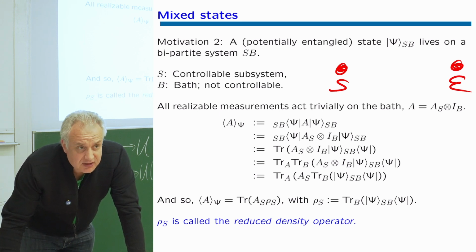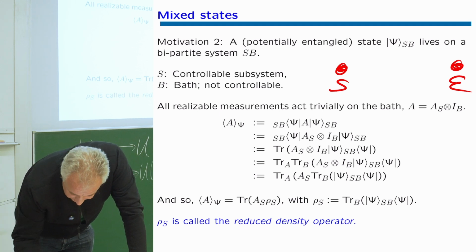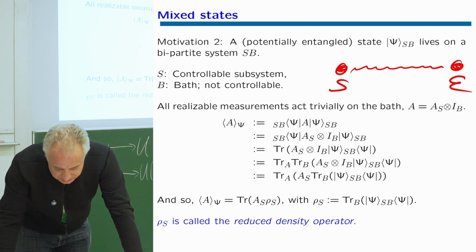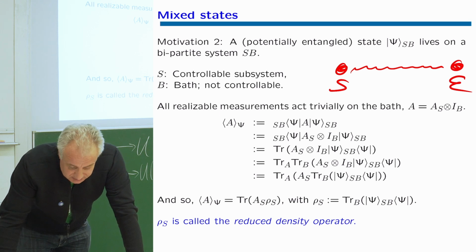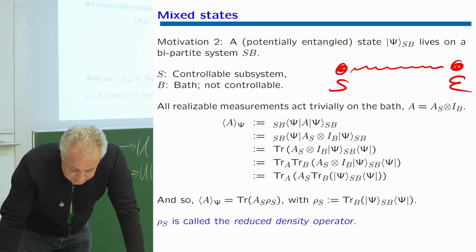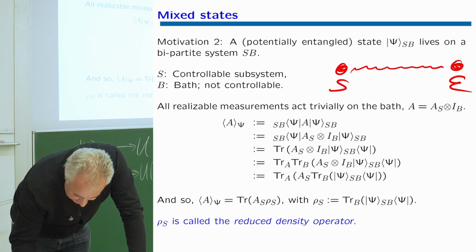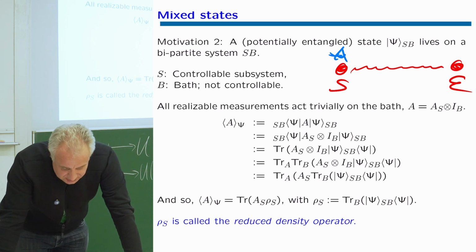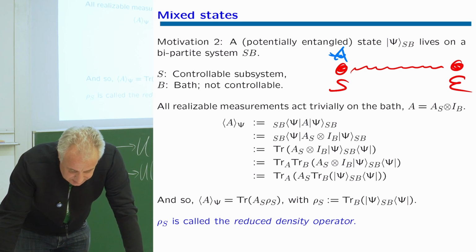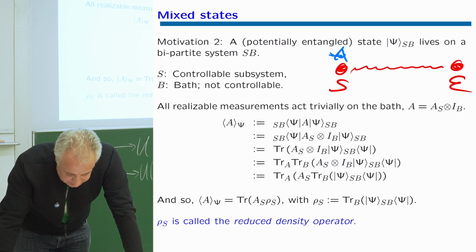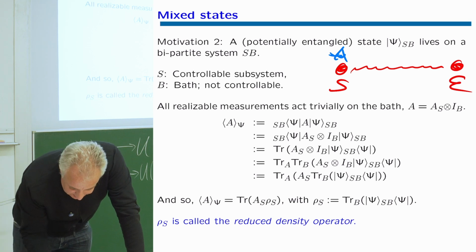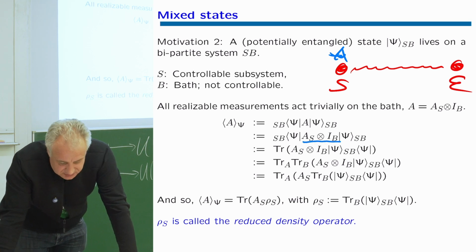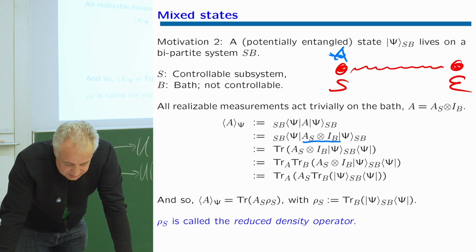I mean, the notion of environment already implies that it is not under your control. So you have an interaction which you don't like to have, but it is there anyway. You can't do anything about it. But you can observe, that is, measure. You can measure the system only. So all observables that you can really measure will be of this form. They will act trivially on the environment and only non-trivially on your system.